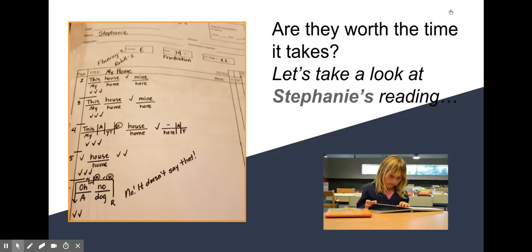So running records take a commitment, even in the upper elementary grades. Are they worth it? Let's consider Stephanie's unanalyzed running record for a moment. So pull that out. Later, we'll fully analyze this running record. But for now, let's just look quickly at it and see what it can tell us about Stephanie.